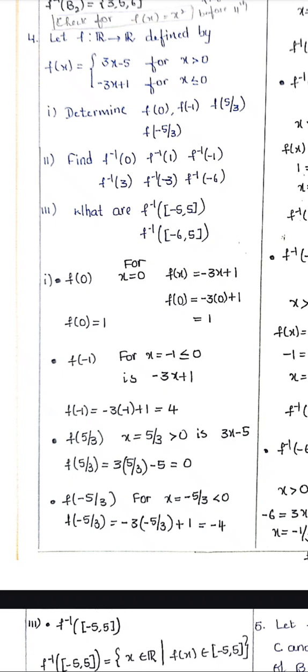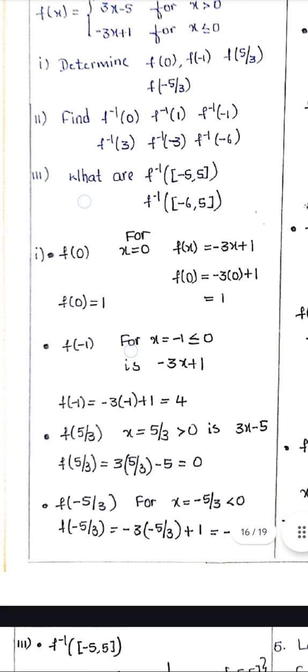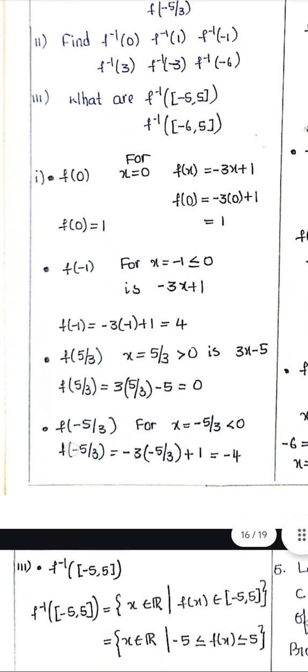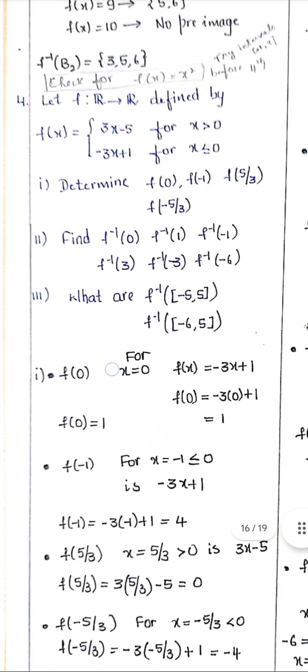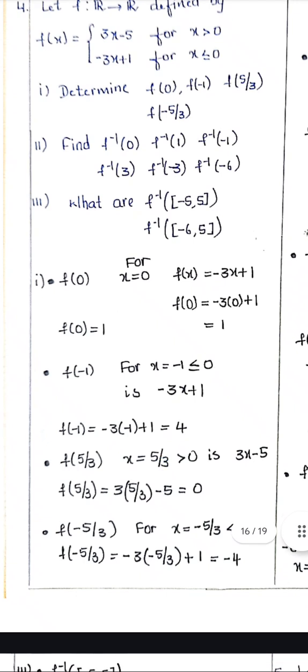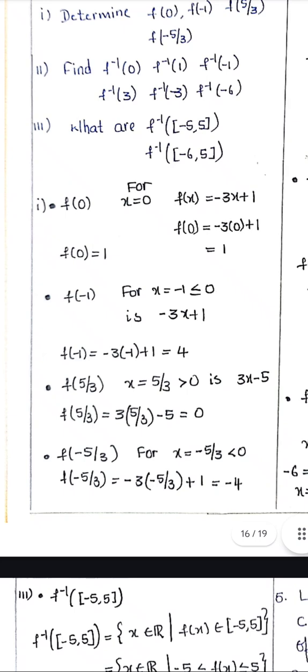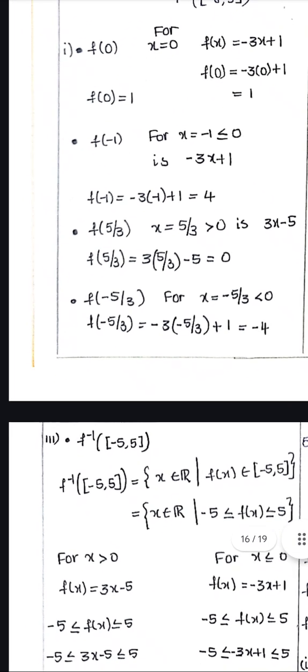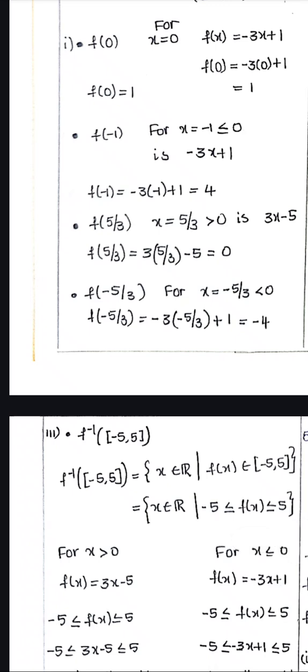For f of 0 we have to find. For that, in place of x we put 0. For x equal to 0, f of x is minus 3x plus 1. So minus 3 into 0 plus 1. Then for f of minus 1, it is less than or equal to 0 only. So for x equal to minus 1, minus 3x plus 1 applies. So f of minus 1 is minus 3 into minus 1 plus 1, that is 4.